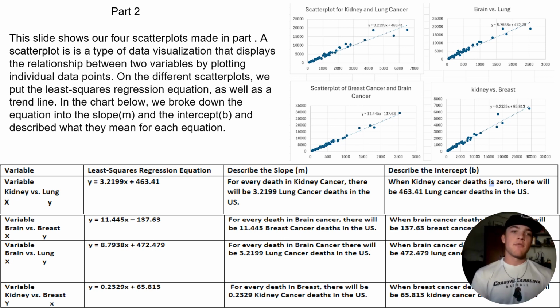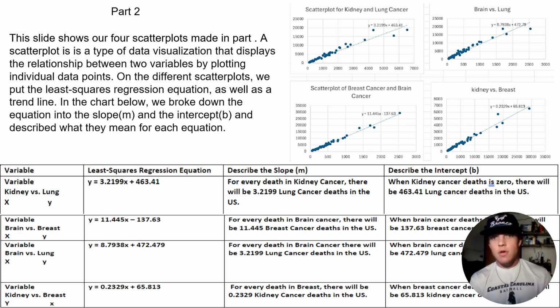And then these are slides for part 2 of the project. This slide shows our scatter plots. A scatter plot is a type of data visualization that displays the relationship between 2 variables by plotting individual data points. On the different scatter plots, we put the least squares regression equation as well as a trend line. In the chart below, we broke down the equation into the slope, which is m, and the intercept, which is b, and described what they mean for each equation.